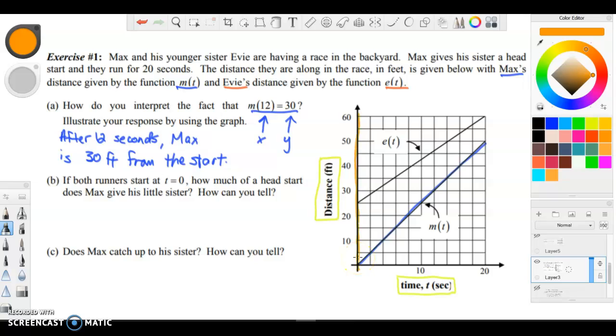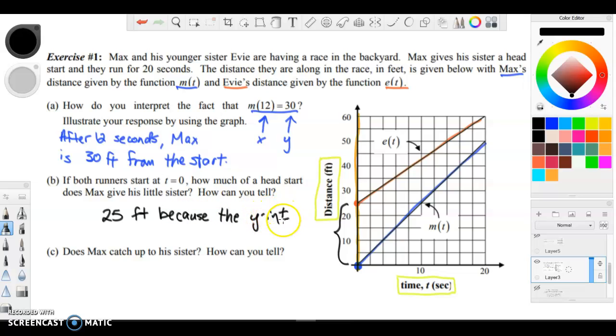Okay, so along this point we've got two different values to compare. Here's Max at the very beginning. He starts at 0, 0, but he gives his sister this head start. This head start right here, and all that we're looking for is the distance between these guys. So how much of a head start does he give? Well, there's 5, 10, 15, 20, 25. 25 feet. Because the y-intercepts are 25 apart.